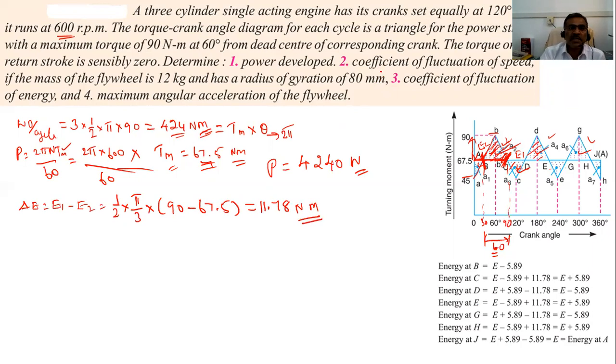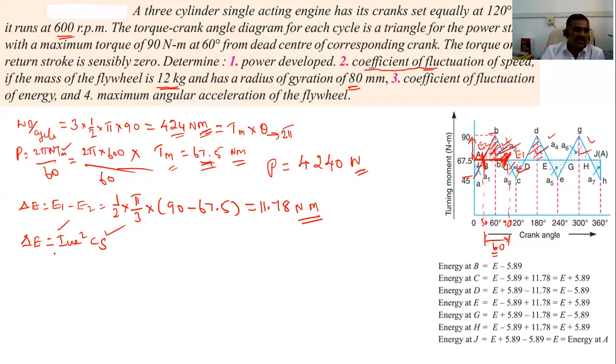So what do you have to calculate? Coefficient of fluctuation in speed. What is the equation for that? Delta E is equal to I into omega square into Cs. What is Cs? That is the coefficient of fluctuation in speed that you have to calculate. Now you substitute the value of I and omega and find the value of Cs. What is the value of I? Here the mass of the flywheel is given as 12 kg and radius of gyration is 80. Then m k square is the I. What is omega? 2 pi N by 60.